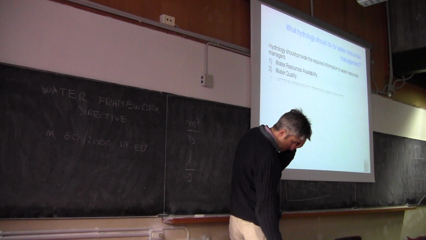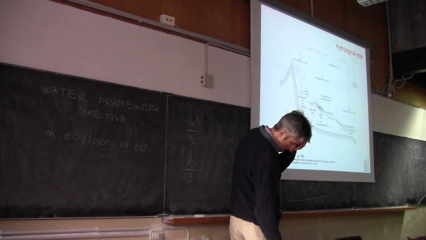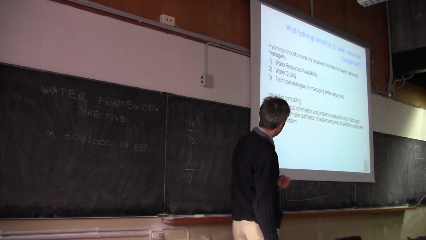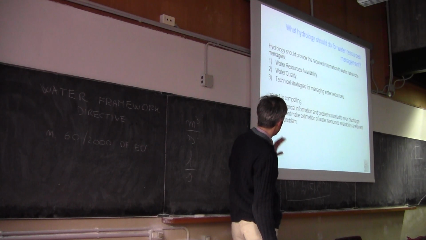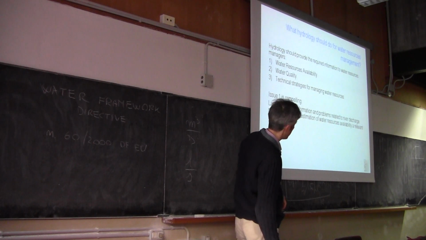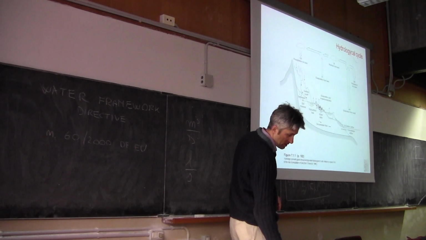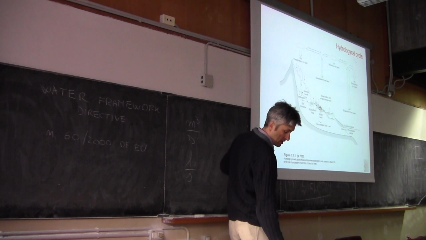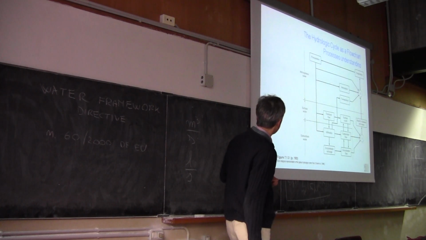This first slide is just a summary of what hydrology is expected to provide for water resources management. We already discussed this, and the lack of historical information, you see, again makes estimation of water resources availability a relevant technical problem. This is again a sketch of the hydrological cycle. We already mentioned it, so I'm not spending more time.